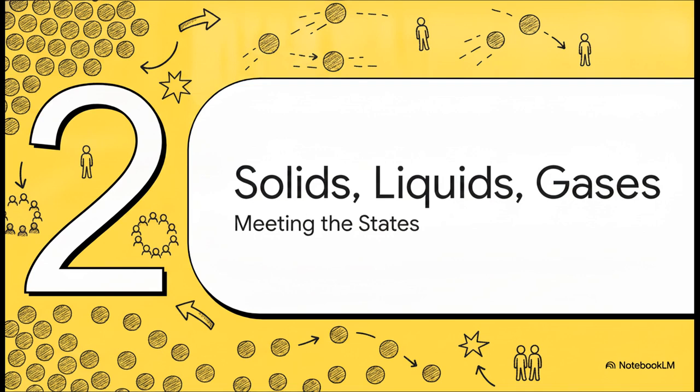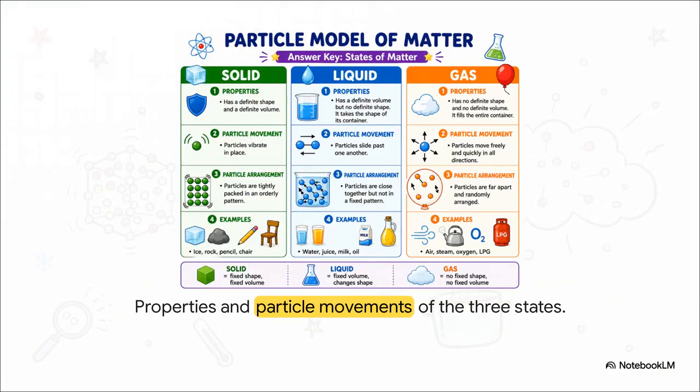Solids, liquids, and gases, meeting the states. What's really fascinating here is how these particles act kind of like crowds of people in entirely different social settings. For solids, you can see the particles are tightly packed in this super orderly pattern. They don't really move from place to place, they just vibrate right there in a fixed position. And that is exactly what gives solids a definite shape and volume.